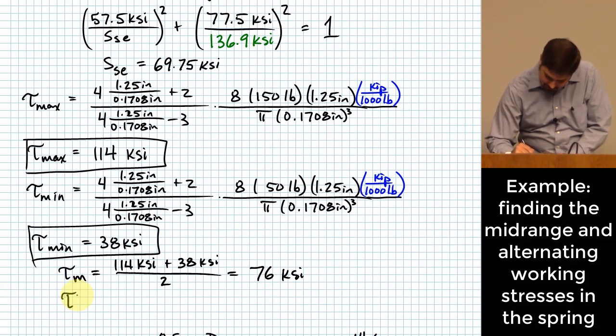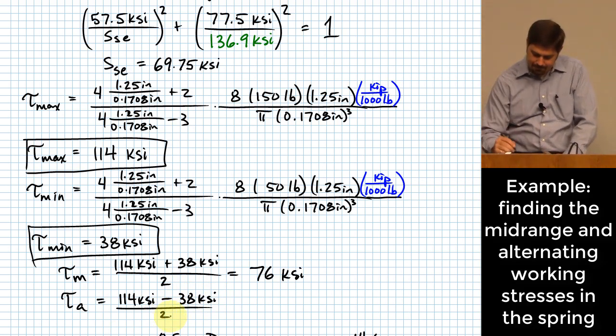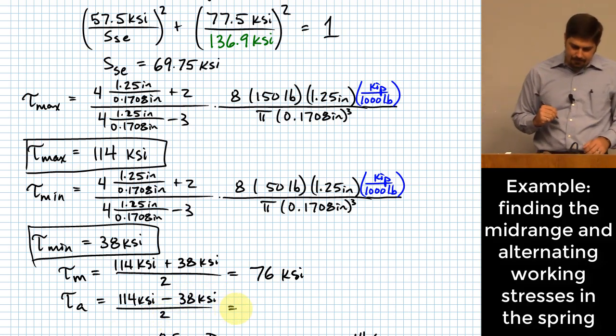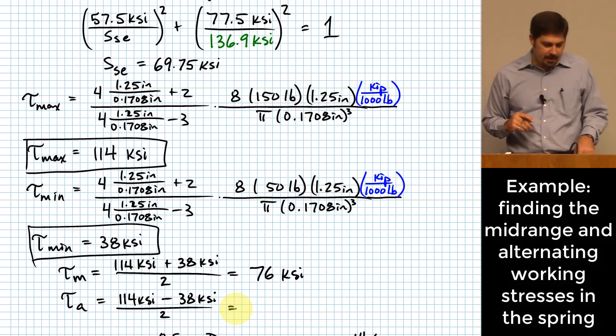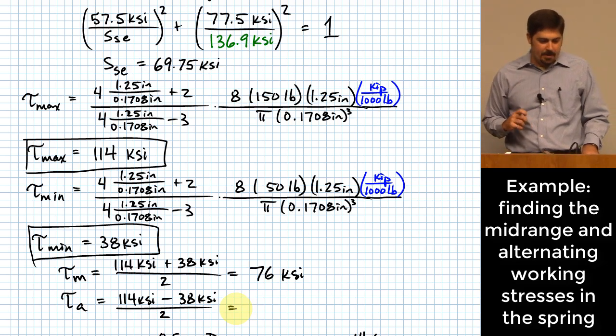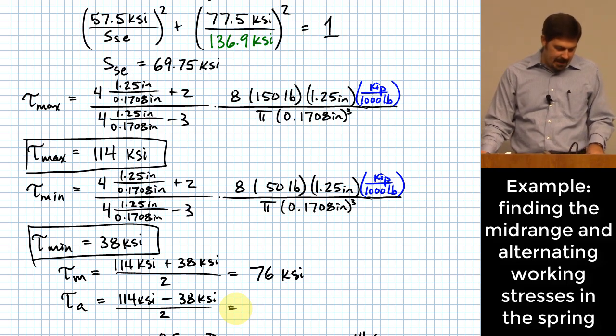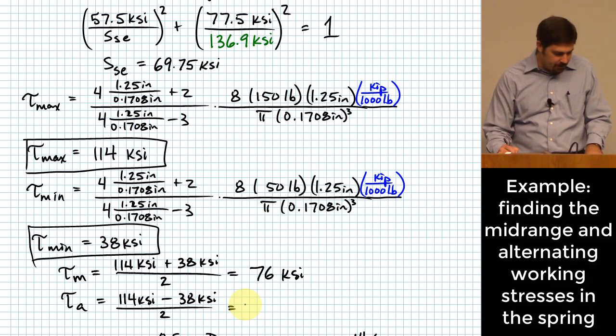And my alternating stress is just 114 KSI minus 38 KSI over 2. Which, by the way, I guess they don't have them in exactly that form, but they have F sub A and F sub M, so it does it with respect to forces instead of stresses, but they're the standard equations that we use to find mid-range and alternating. This ends up giving me 38 KSI.